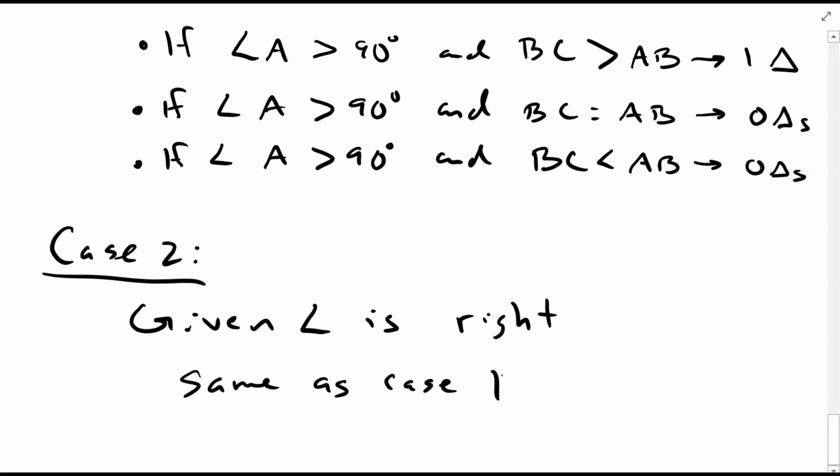So case 2, if the given angle is a right angle, it's the same situation as case 1. You just have to make sure the hypotenuse is the longest side. And you only get one triangle. In fact, we could change my bullet points there to be greater than or equal to 90, and it's fine.